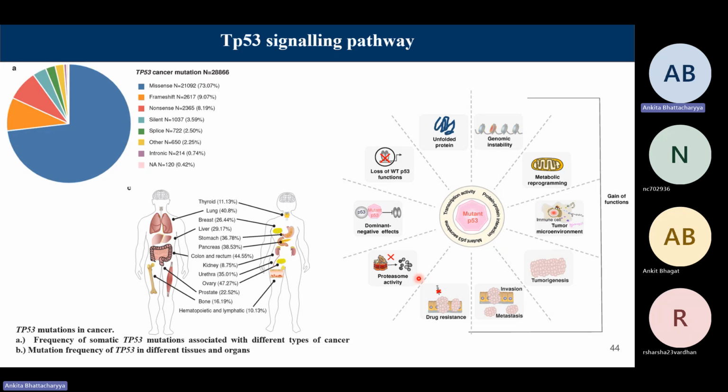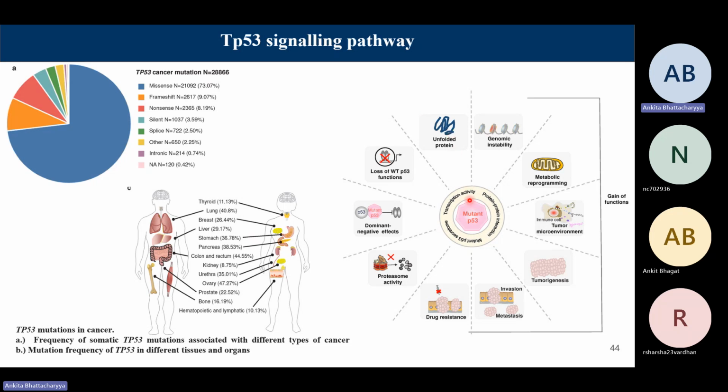Then here you can see the abundance of different TP53 mutations in different tissues and organs, so that you can see the comparison between males and females as well. Then here you can see how mutant p53 disrupts the functioning of so many different pathways, indicating how crucial its physiological activity actually is.